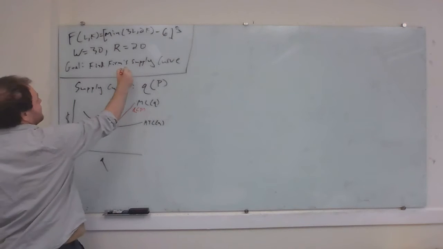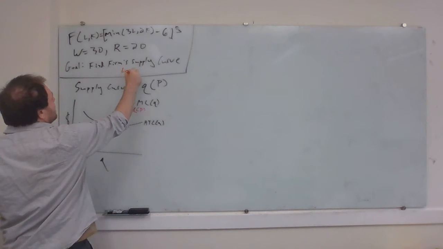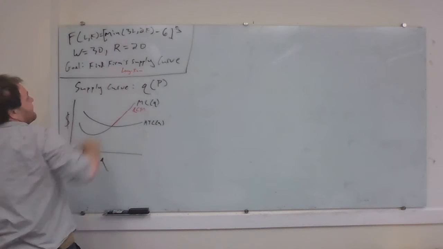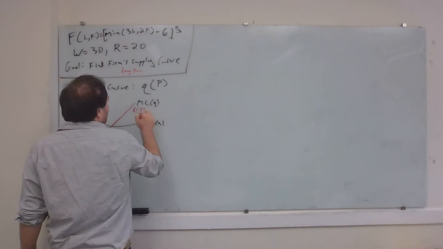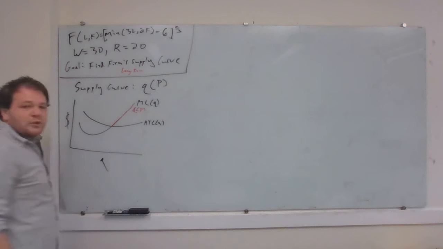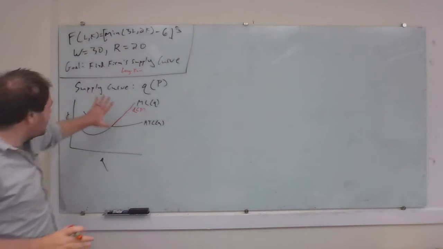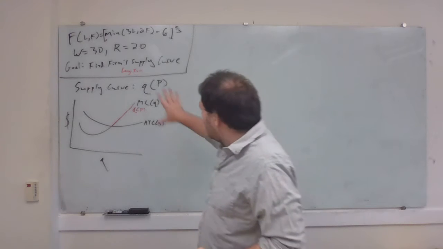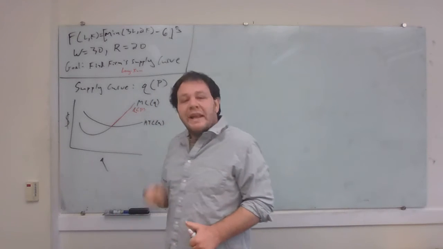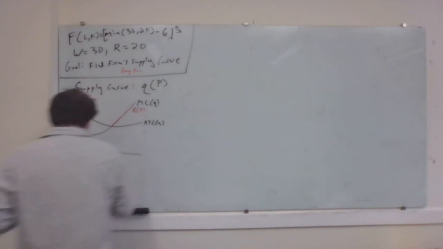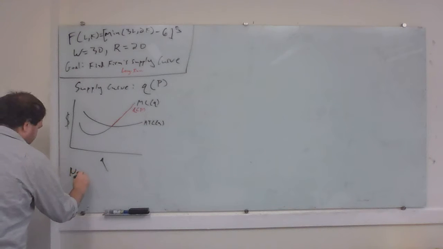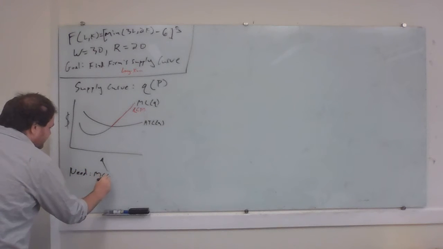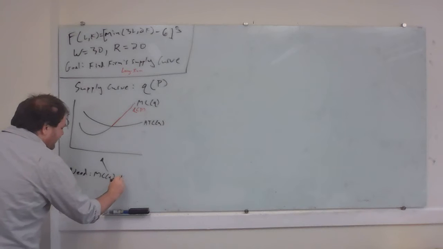Oh, I'm sorry, I should say the firm's long run supply curve. Since we're given Q of P, which is just going to be basically the inverse marginal cost. Beautiful. So this is what we're trying to do. What this means is that ultimately, in order to find our supply curve, we're going to need two objects, right? We're going to need our marginal cost, and we're going to need our average total cost.